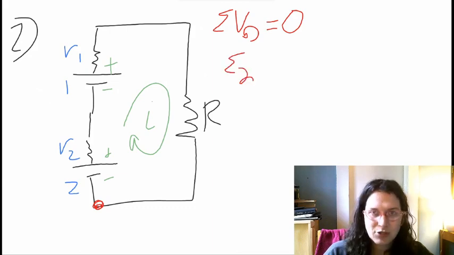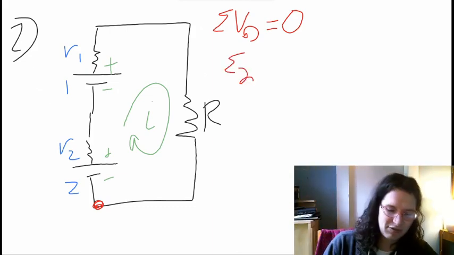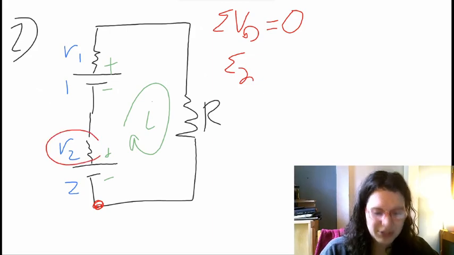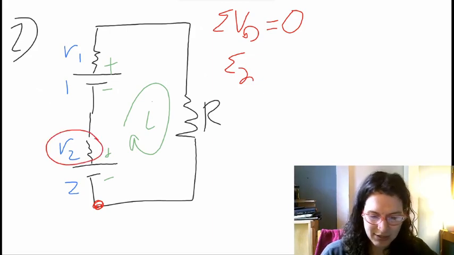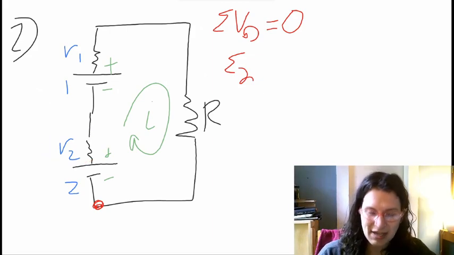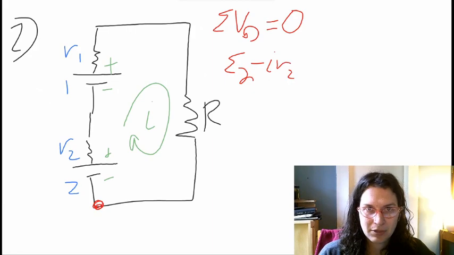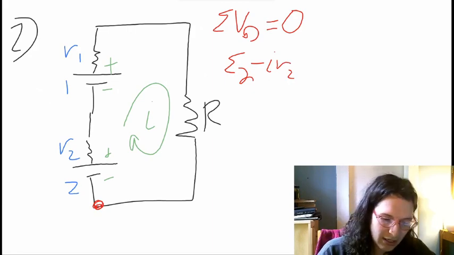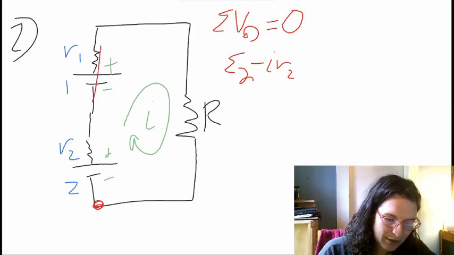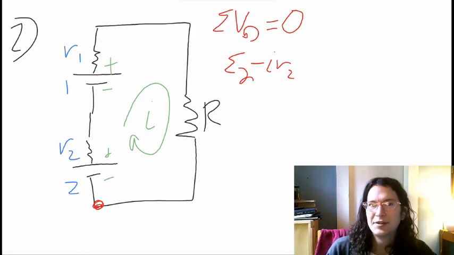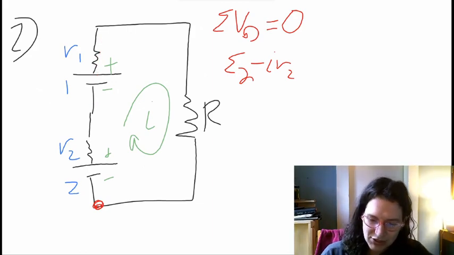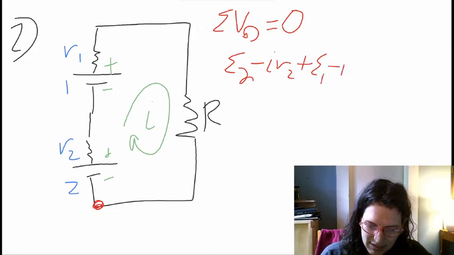Okay, positive EMF 2, but then the internal resistance of the battery, this R2, is going to subtract voltage out. So total, we have epsilon 2 minus whatever our current is times little r2. Then we keep traveling through our circuit, and we go over battery 1, where again, we're going to add in EMF 1 and then subtract out the internal resistance voltage. So we do plus epsilon 1 minus I R1.